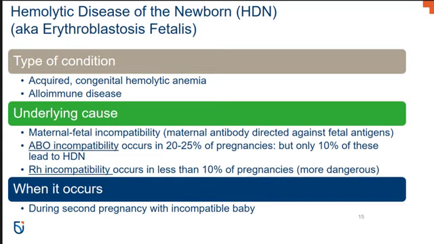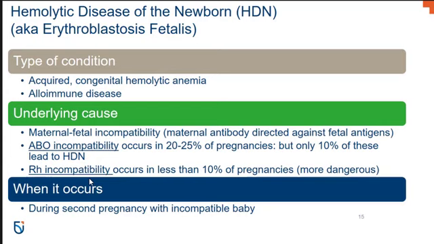that there's incompatibility between the mom's blood and the baby's blood. This could either be an incompatibility with ABO, so type A, type B, type AB, or type O blood, or it could be an incompatibility with RH. And in anatomy and physiology, we talked a lot about this RH incompatibility that can occur.